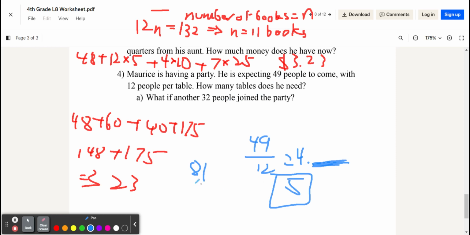And then we can just do the same thing. 81 divided by 12, that would equal 6 point something something something. And then so he would need 7 tables, because we can't just have 6 tables, otherwise there will be a few people who have no table. So we need 5 tables, and then if 32 people join, 7 tables.